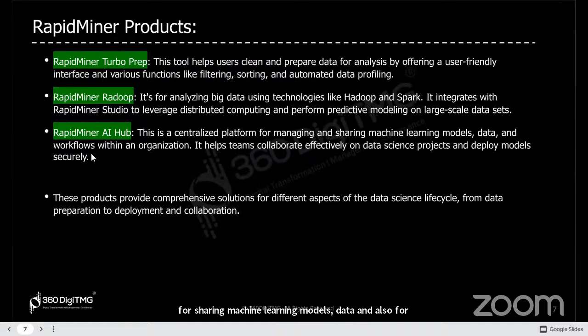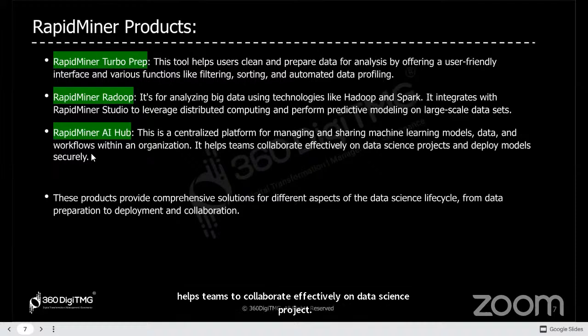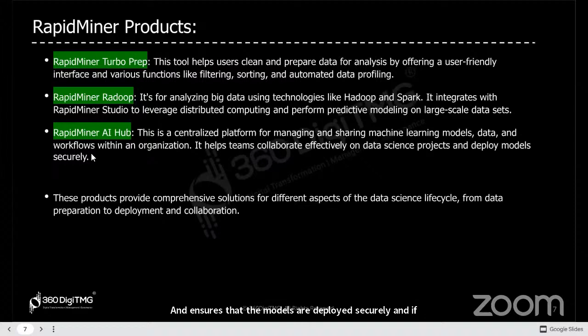So what is this useful for? It helps teams to collaborate effectively on data science projects and to deploy the model securely. There is one more thing present, which is RapidMiner AI Hub. It helps teams to collaborate effectively on data science projects and ensures that the models are deployed securely and efficiently. This is the last product present.